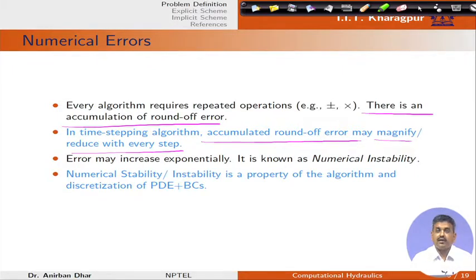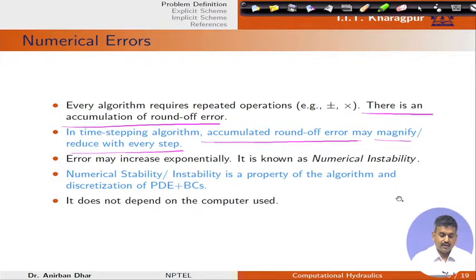Numerical stability or instability is a property of the algorithm and the discretization of the partial differential equation plus boundary conditions, and it does not depend on the computer used. We need to check our discretization scheme for numerical instability for the problem.